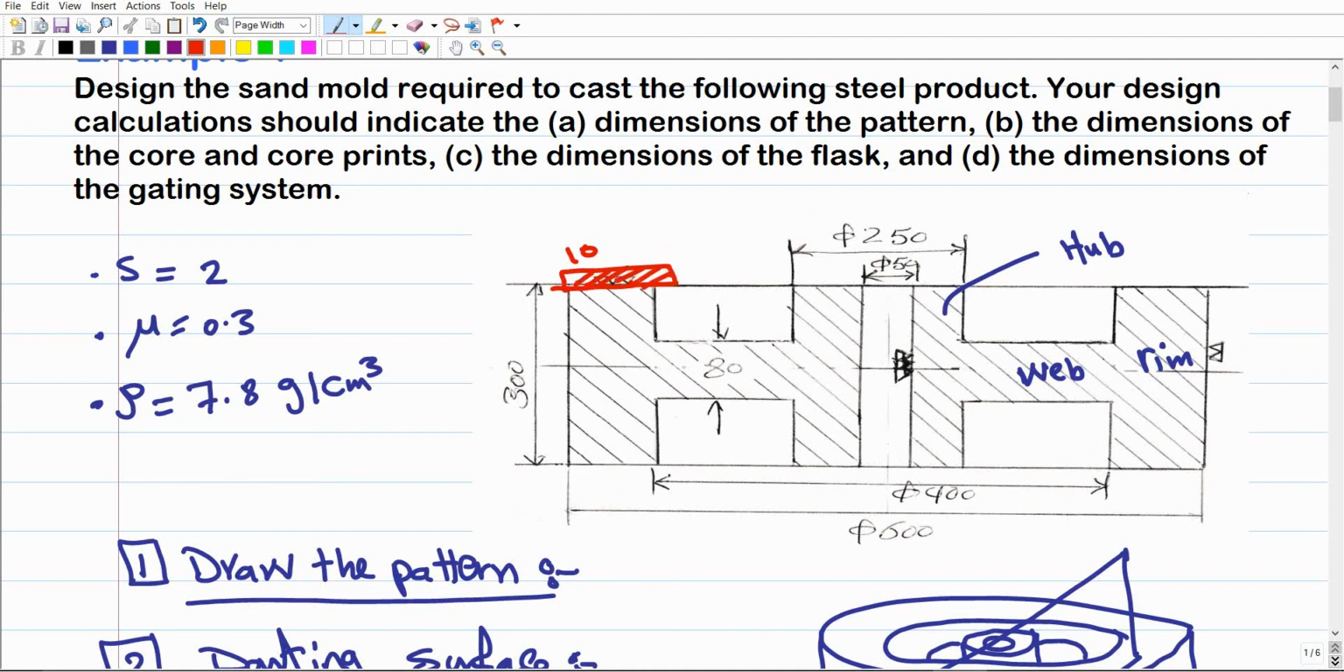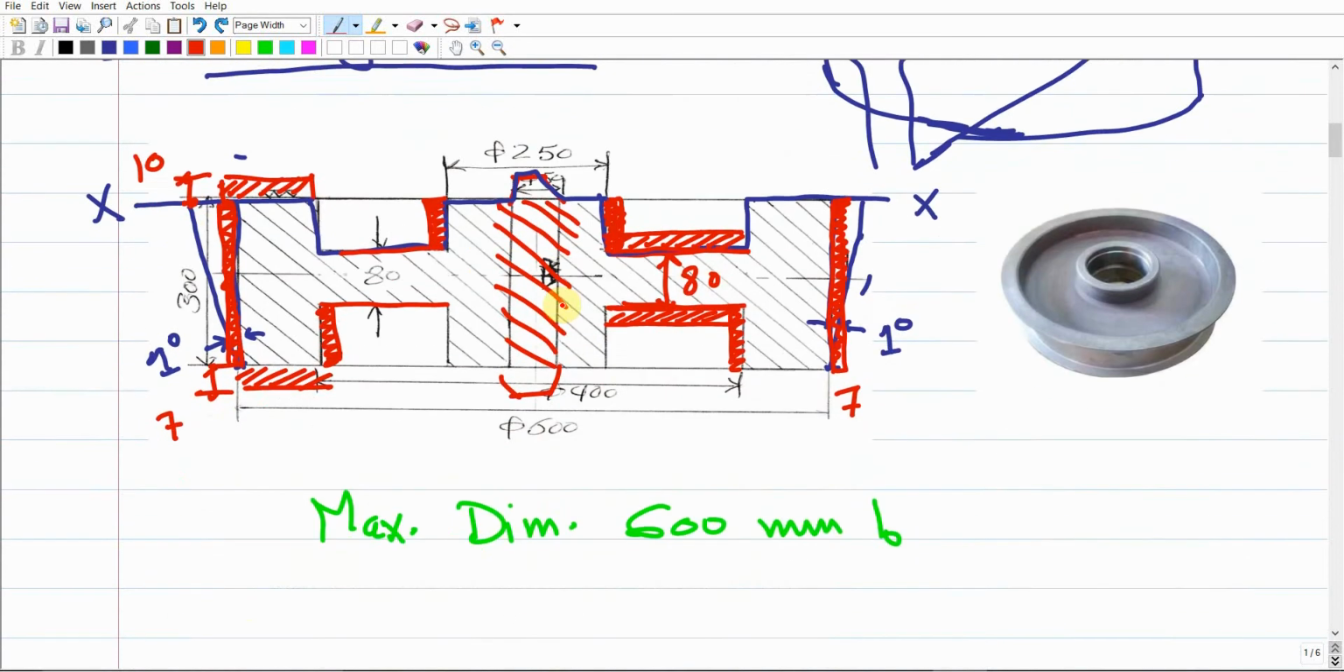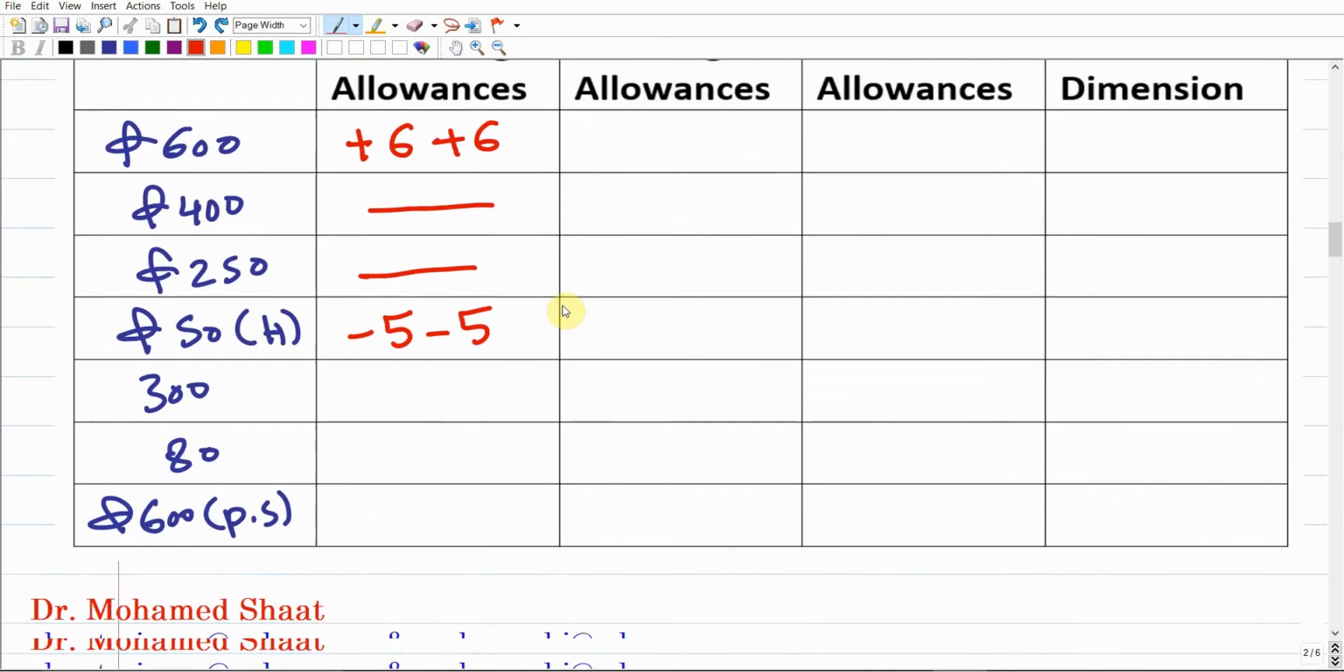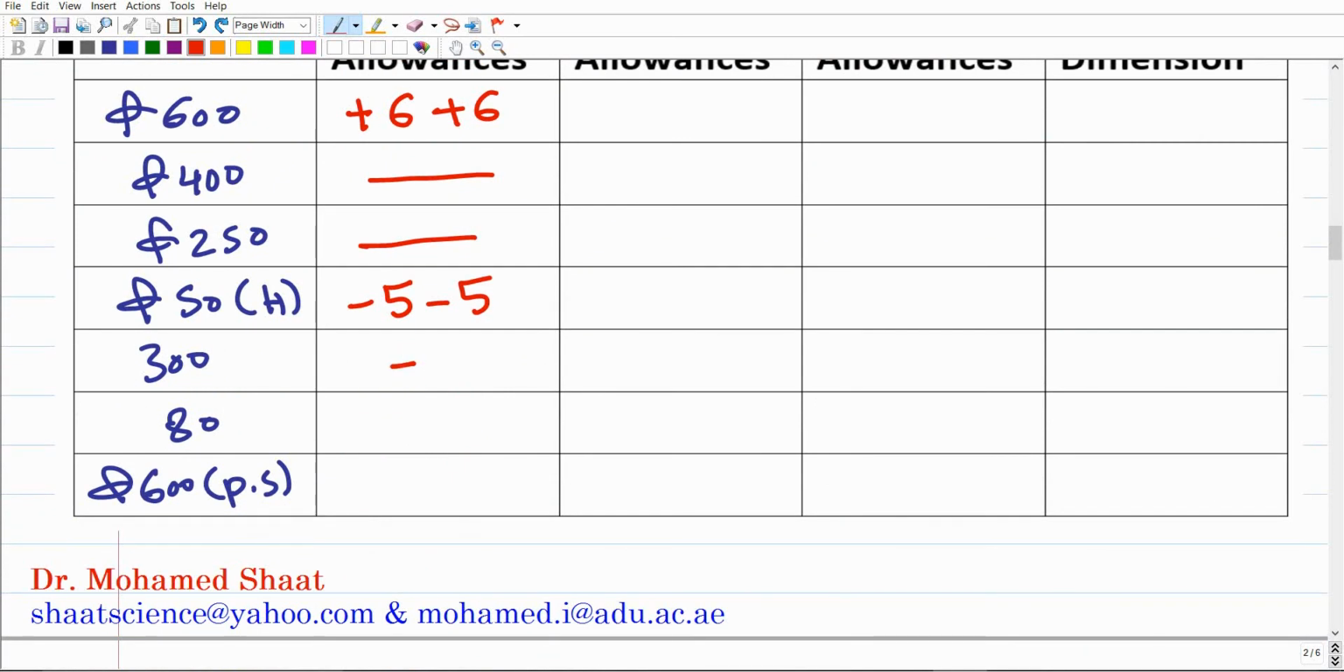We're going to add 10 millimeter here, which should increase the 300. So what does it mean? Next to the 300 in the table, we're just going to add plus 10 only. There is no plus 7. Why? Because we are going to machine only one surface. This is going to be plus 10.